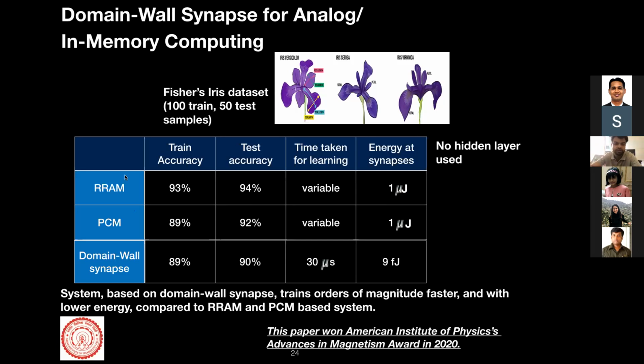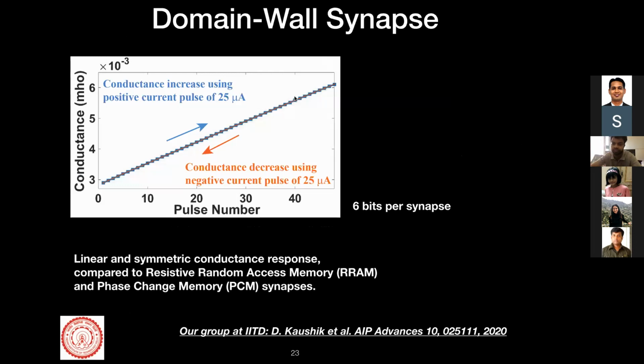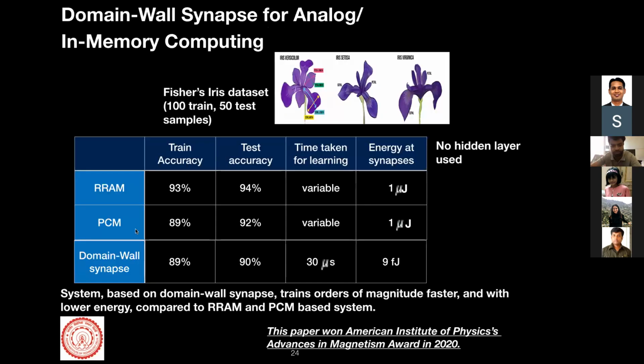And if I compare this with other competitive devices like resistive RAM and phase-change memory, I see that they have the issue that in one direction it is easy to increase the conductance, but decreasing the conductance happens by an abrupt jump. That is a major disadvantage of charge-based non-volatile devices like resistive RAM and phase-change memory. Compared to them, the domain-wall synapse doesn't have this issue, and so the time for learning is much lower, and the energy for learning in the networks is also much lower.